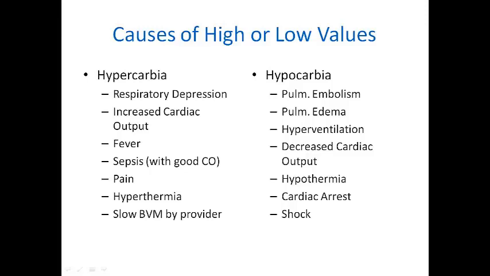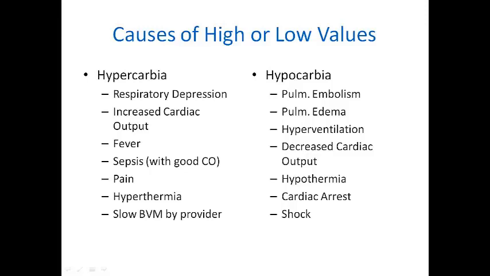Incidents of higher cardiac output or higher metabolic rates are also associated with hypercarbia. Fever, sepsis, pain, and hyperthermia are all going to relate to higher metabolic rates. Assuming that perfusion is good will lead to a higher end-tidal CO2 than we would expect.